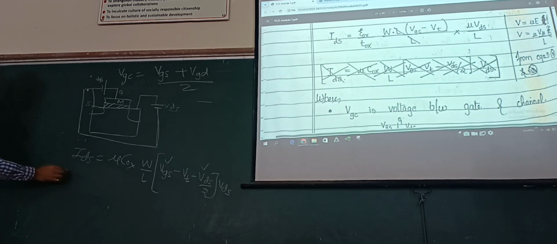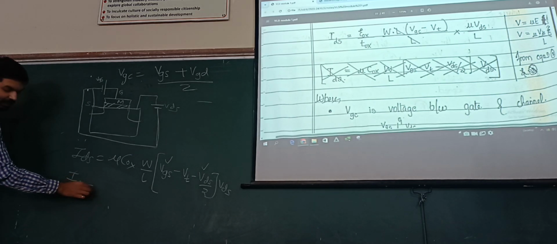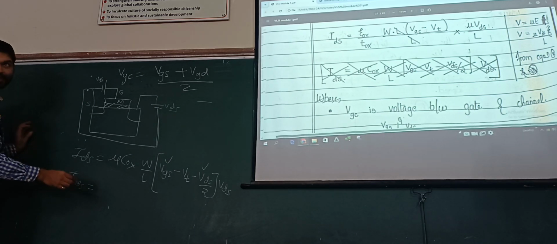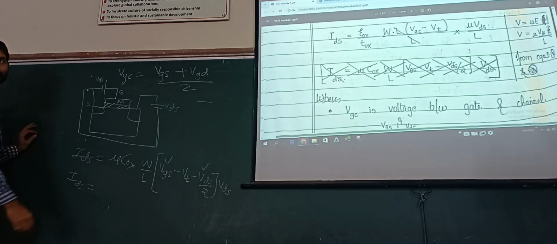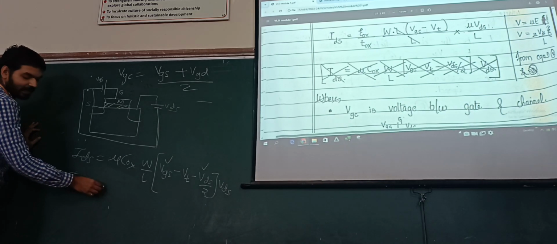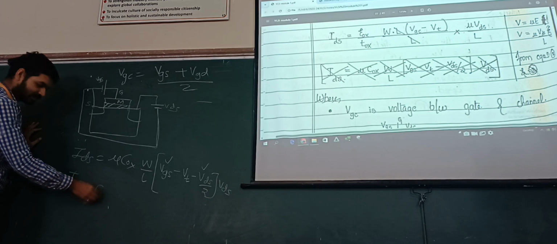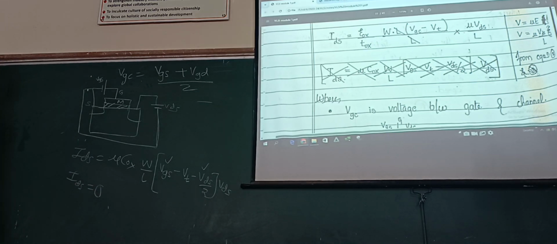What is the current in the cutoff region of operation? Cutoff region, zero, because the MOSFET is not on there. So this is the linear region. This is the cutoff region. One more is the saturation region.